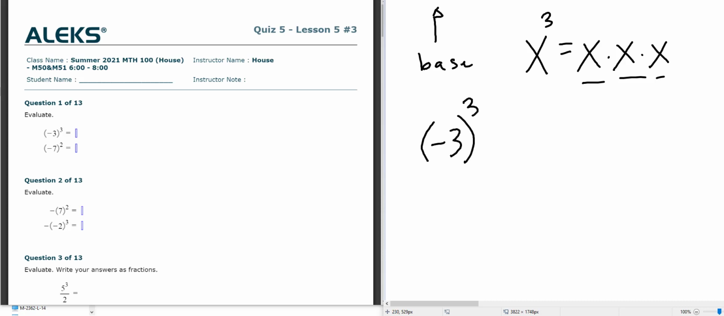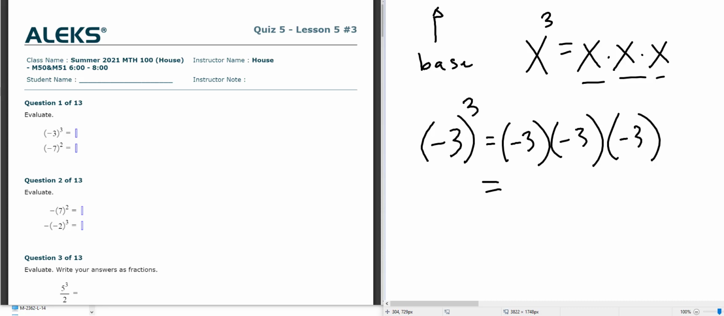Negative 3 to the third means negative 3 times negative 3 times negative 3. That's going to be a positive 9 times a negative 3, so we get negative 27. When you have an odd number of negatives, you're going to get a negative result.